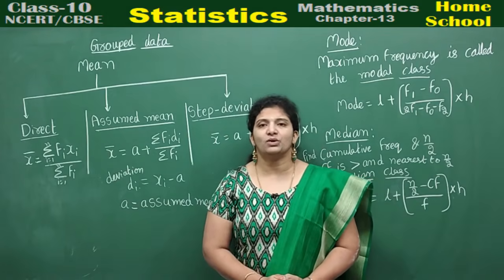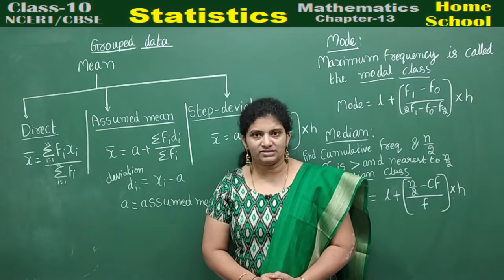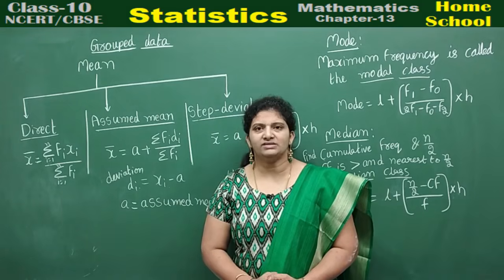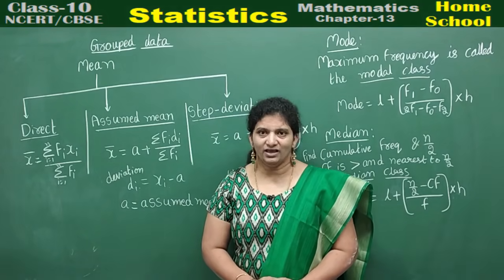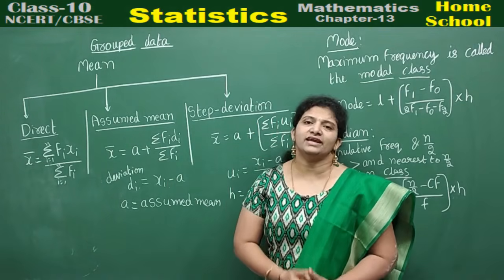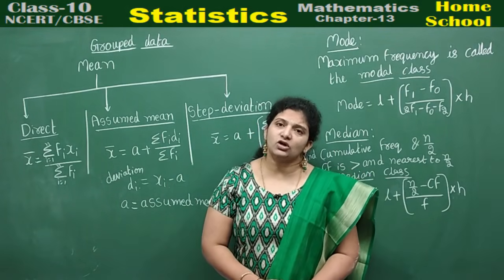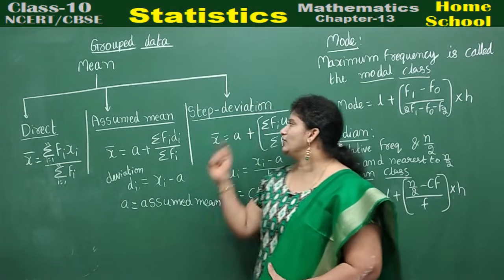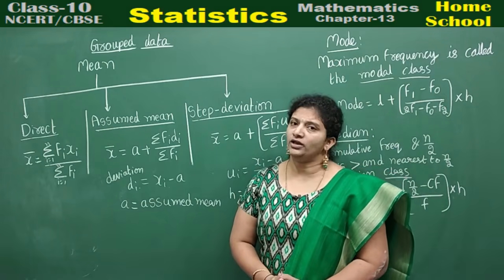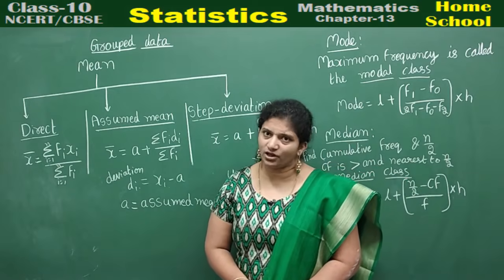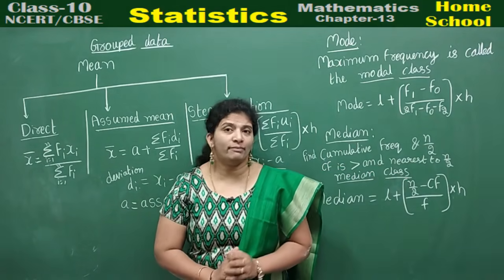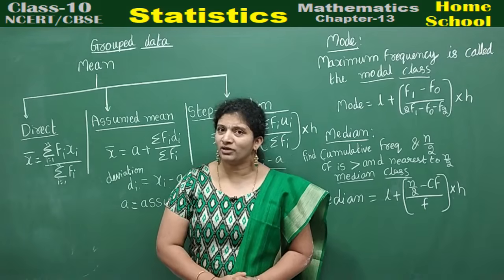Step deviation method: X bar is equal to a plus summation fi ui by summation fi, into h. Here h indicates class size, a is called the assumed value, and ui is nothing but xi minus a by h, or deviation by h, you can also say. So try to remember all these formulas. Don't learn by heart, understand the formula.